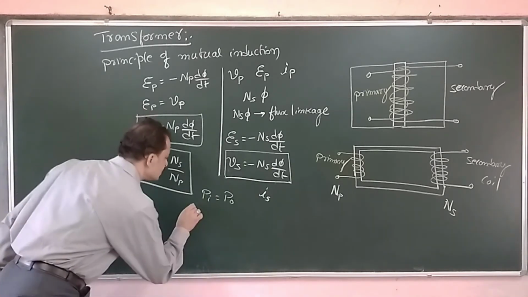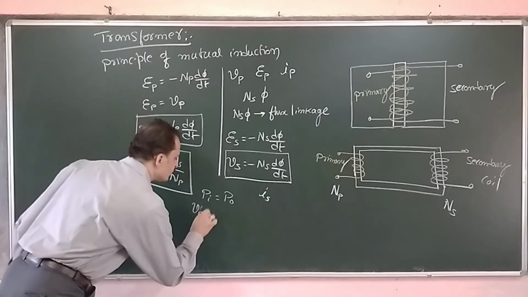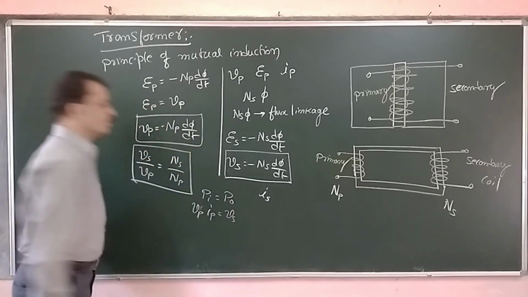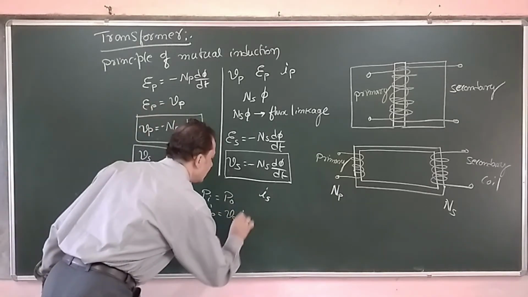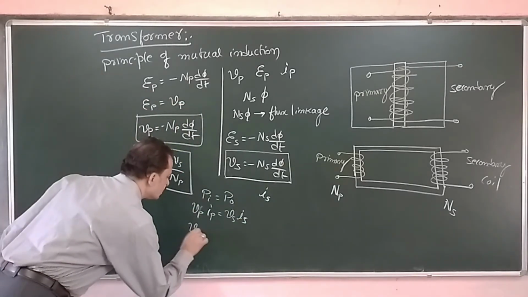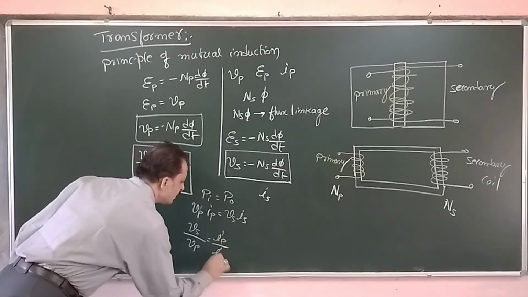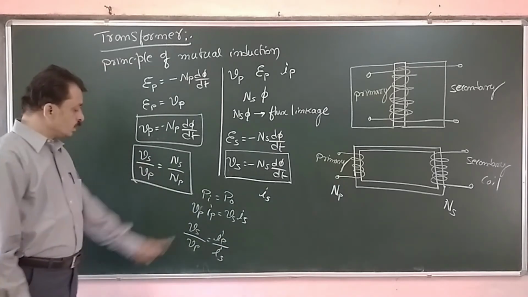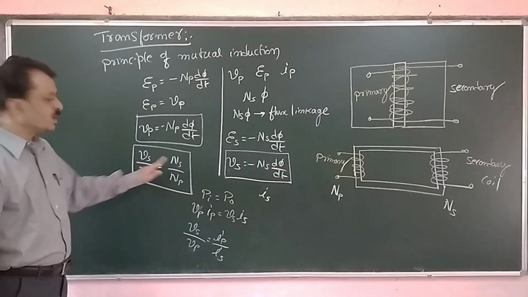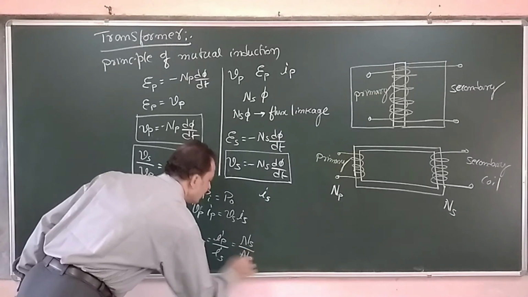Now power input is Vp, the voltage at the primary, into Ip, is equal to power output, which is voltage across the secondary into current in the secondary, Is. If you take the ratio, Vs by Vp is equal to Ip by Is. But what is Vs by Vp? It is Ns by Np. Therefore, this is equal to Ns by Np.